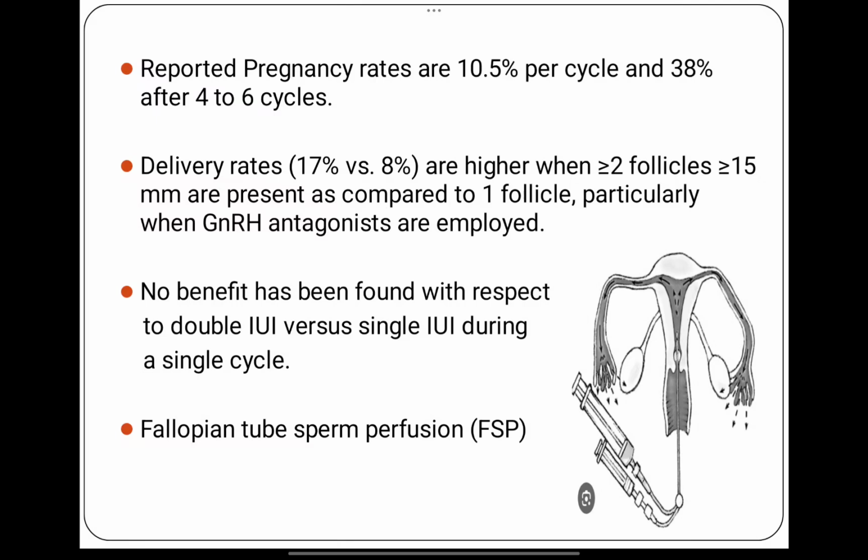So the pregnancy rate after intrauterine insemination is 10.5% per cycle and 38% after 4 to 6 cycles. Delivery rate is also higher, 17 versus 8%, when more than 2 follicles, more than 15 mm, are present compared to 1 follicle. No benefit has been found with double IUI versus single IUI, and fallopian tube sperm perfusion can also be done.